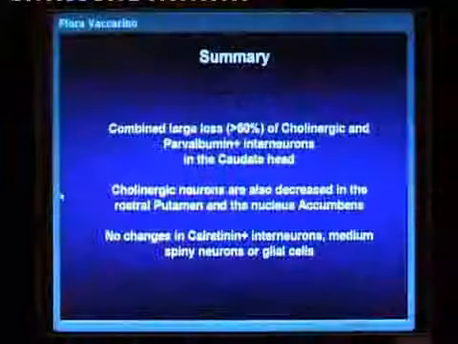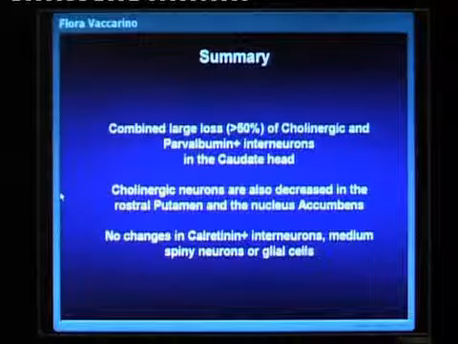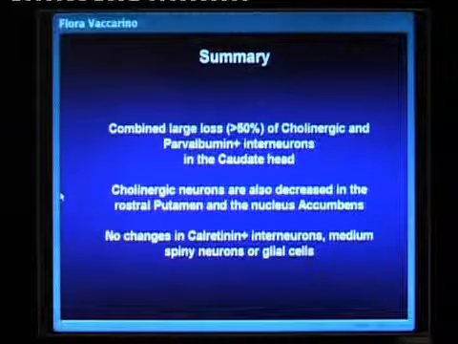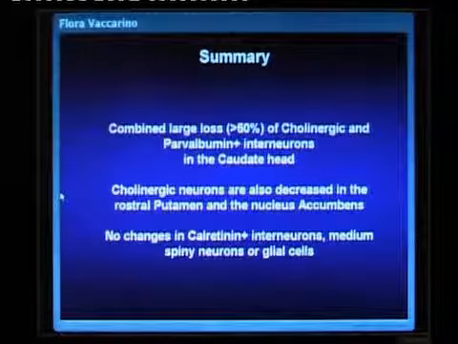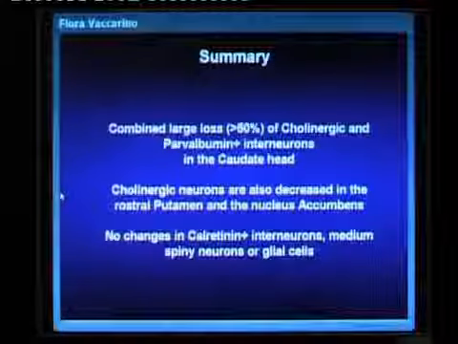So in summary, what we saw was a combined large loss of cholinergic and parvalbumin positive interneurons. These secrete acetylcholine and these have GABA in the caudate head. The cholinergic neurons are also decreased in the rostral putamen and in the nucleus accumbens. We have no change in the small type of calretinin interneurons, medium spiny neurons, or glial cells.